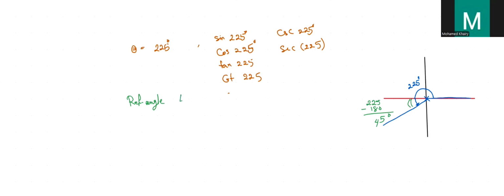But pay attention, here both are negative. Cosine is negative because this is the left part, and sine also is negative because this is the lower part. So the reference angle here is 45. Then you have two options, either to use your triangle. So this one will be 1, and this one will be radical 2 over 2, and that one also will be radical 2 over 2 using the Pythagorean theorem. How did we know this is 1? Because it's the hypotenuse, and always we are going to consider it as 1.